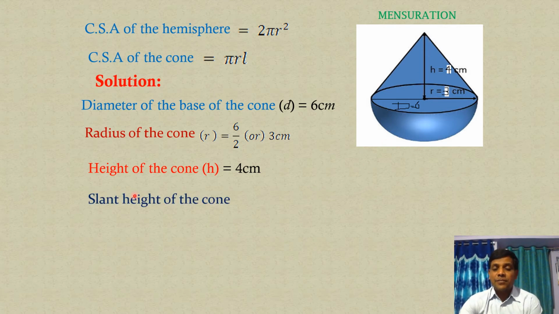Slant height. Because CSA of a cone, what is the formula for CSA of a cone? Pi RL. What is the value of pi? 22 by 7. R value 3.